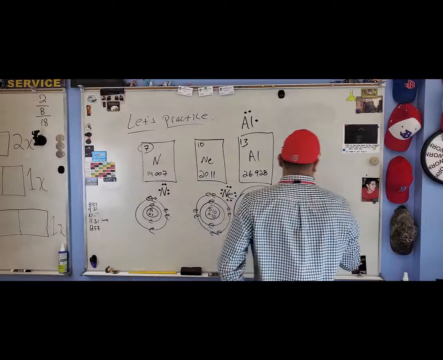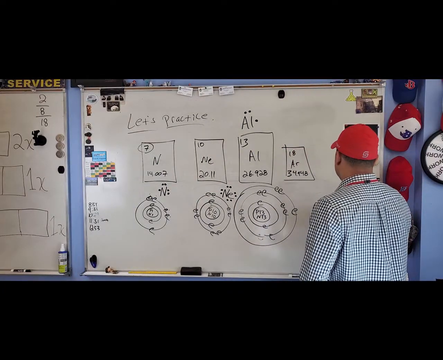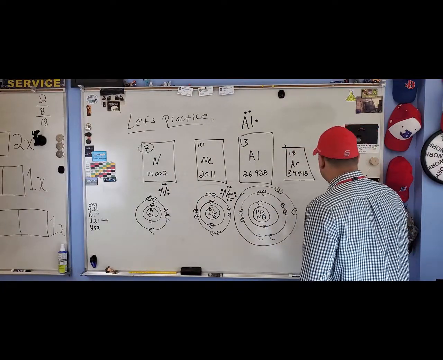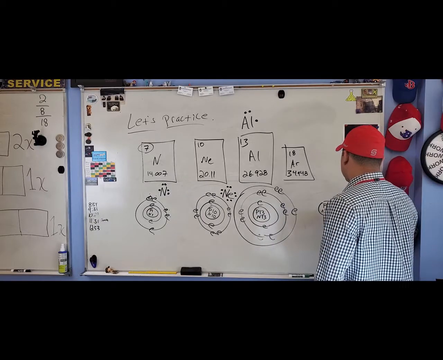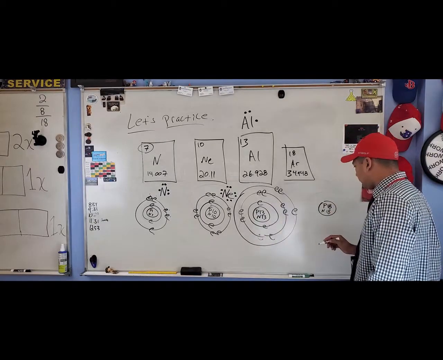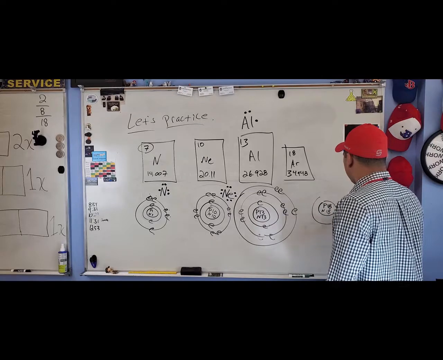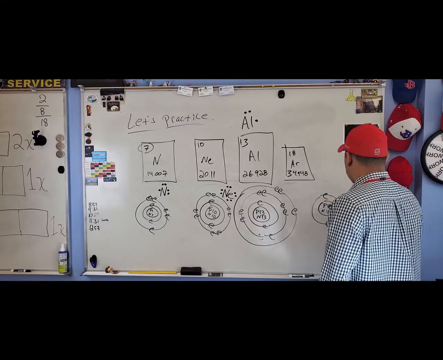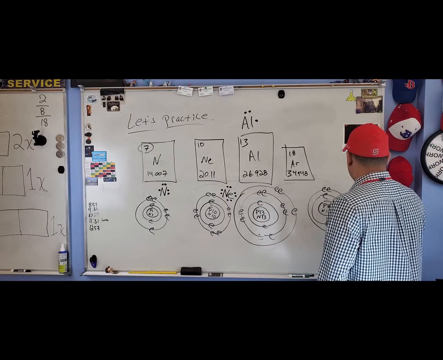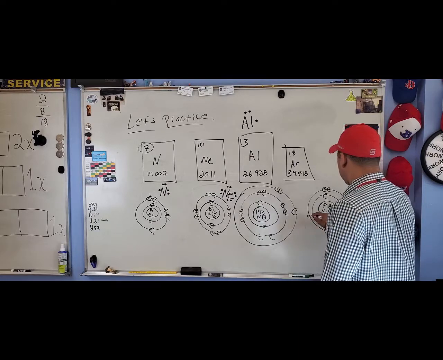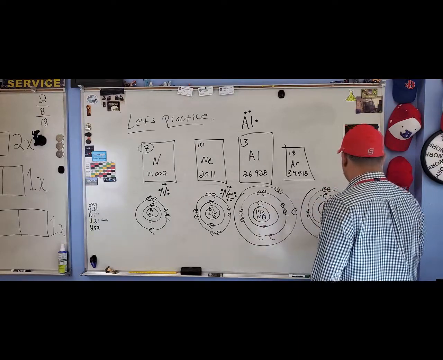And last but certainly not least, we have argon, which has an atomic number of 18. So we put 18 protons and 18 neutrons inside of the nucleus. And we get to work on drawing our electron clouds. 2 on the first one, 8 on the second one, which leaves us with 8 more to put on the outer cloud.